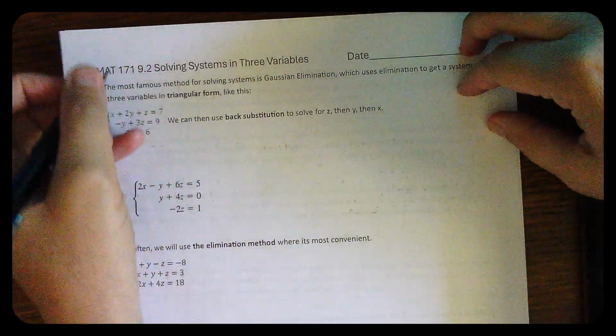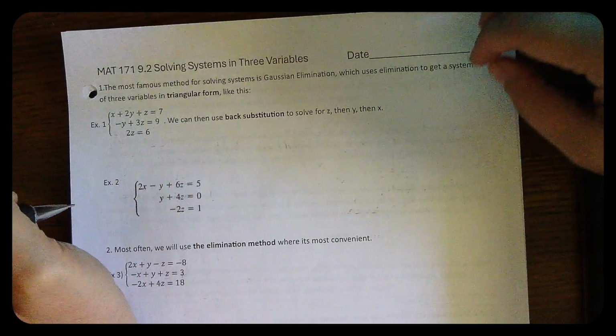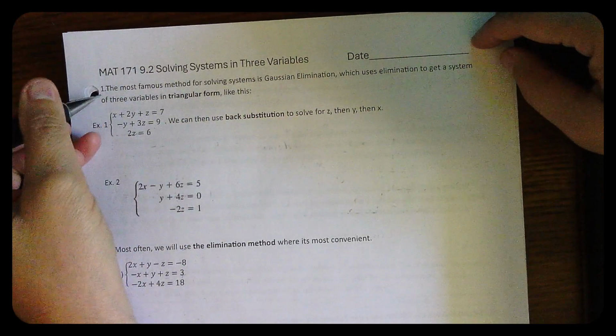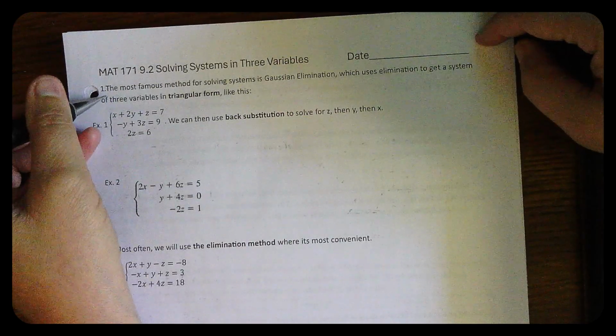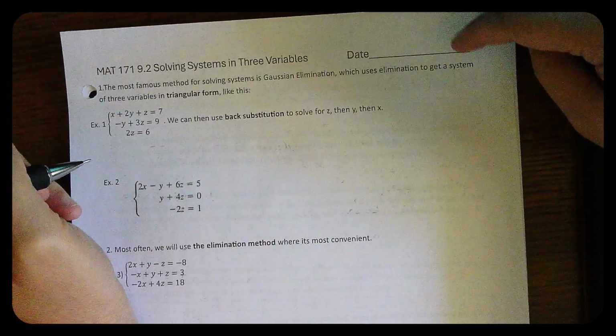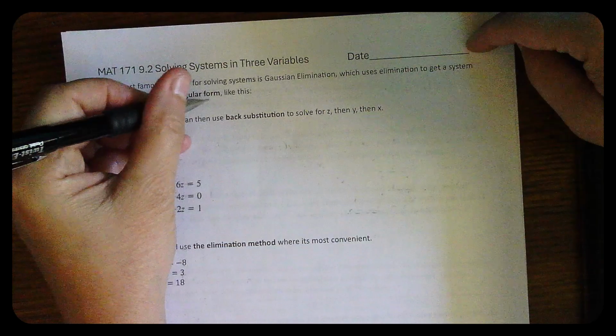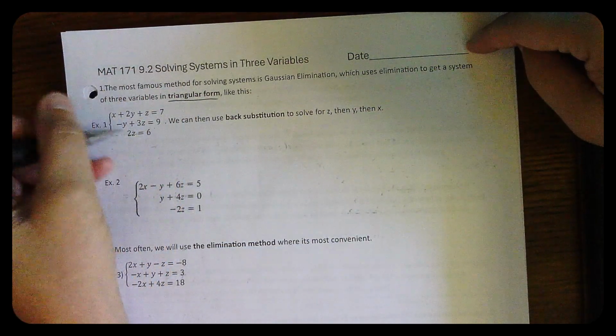Hello, this lesson is on solving systems in three variables. And so we'll start with this statement. The most famous method for solving systems is Gaussian elimination, which uses elimination to get a system of three variables in triangular form like this.